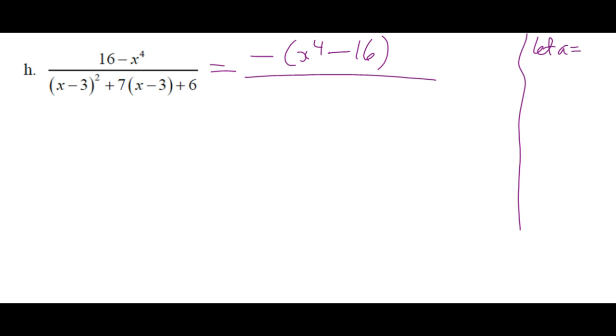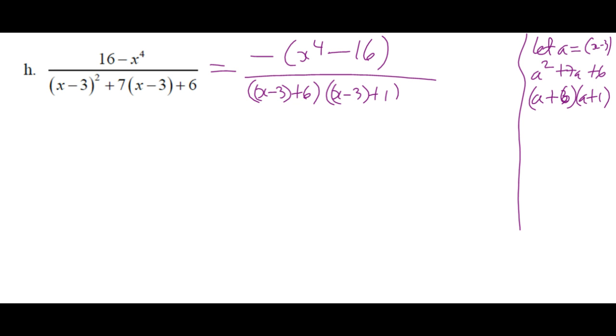Let a equal x minus 3: a squared plus 7a plus 6, a plus 6, a plus 1, yeah, good enough. Okay, so what do we got? x minus 3 plus 6, x minus 3 plus 1, and that. Okay, now we're ready.